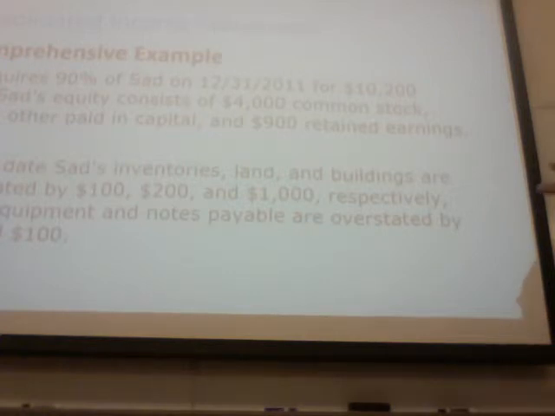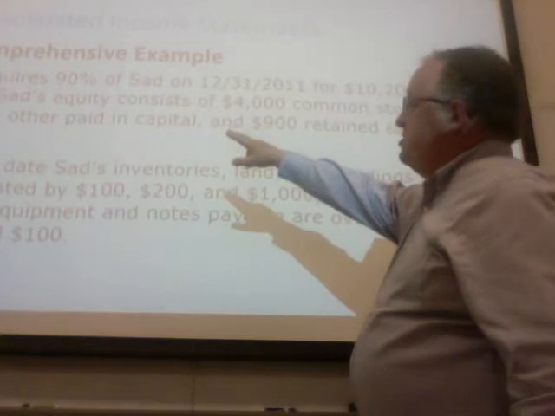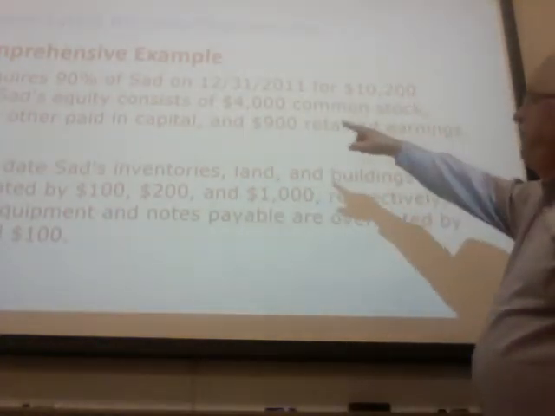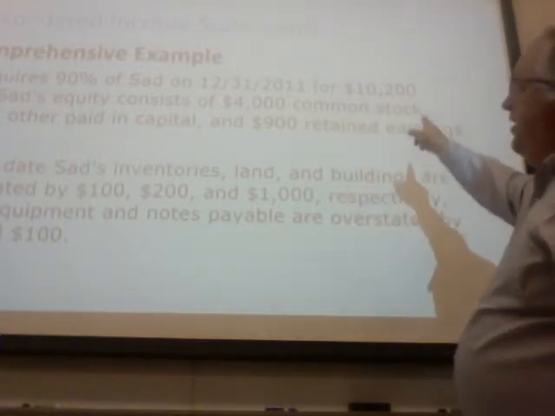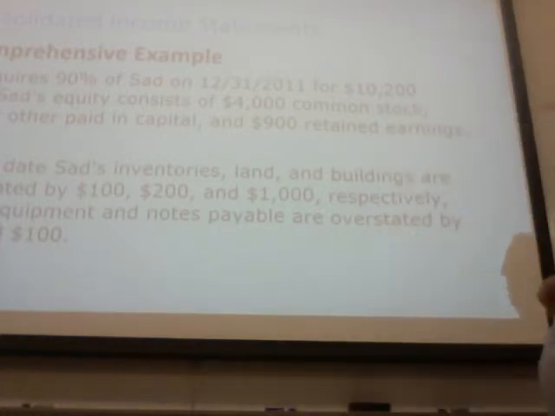So let's go through a comprehensive example, and then that'll be good for this class. So PIL acquires 90% of SAD at the end of 2011 for $10,200, when SAD's equity consists of 4,000 common stock, 1,000 of other paid-in capital, and 900 of retained earnings. So it gets 90% for 10.2. The book value of net assets is $5,900 altogether.